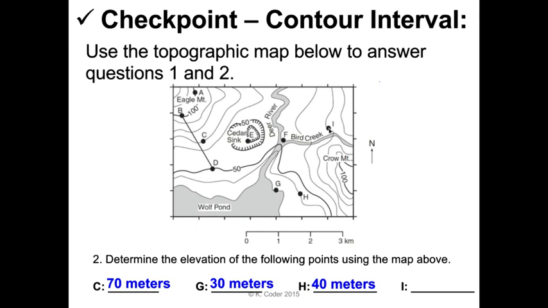I is right here, and this line continues all the way over here, so we could either go from the 100 or from the dark line of 50 below. So if this is 50, 60, 70, I would be 70 meters.